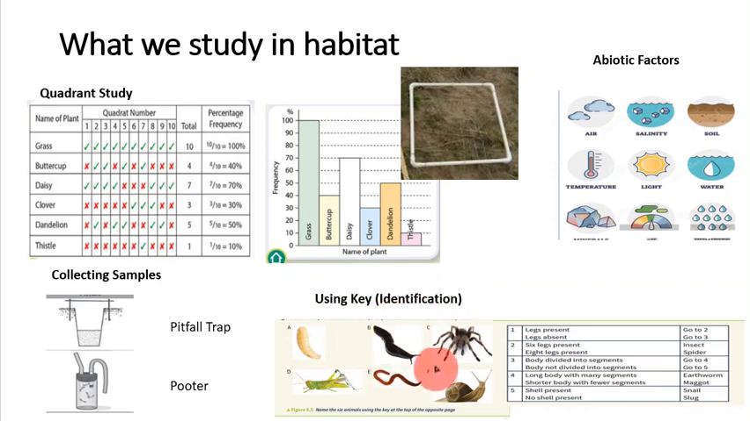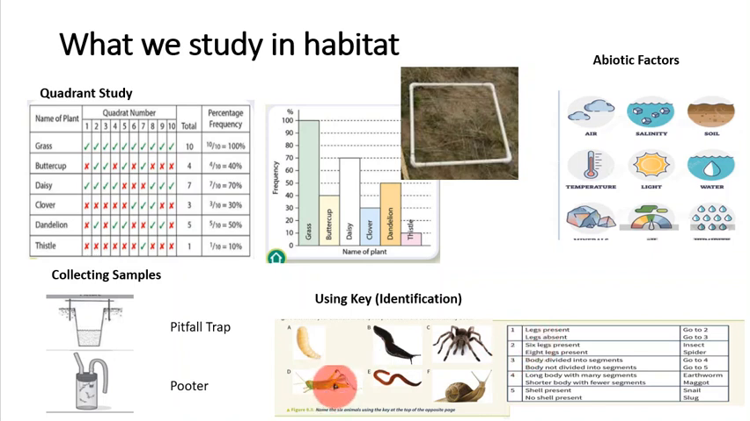Just as an example, let's say I wanted to identify this guy here. I can use this thing here, which is called a key. Basically there's a series of questions or statements about what you're looking at. If we start at the very first statement, it asks: are legs present or legs absent?